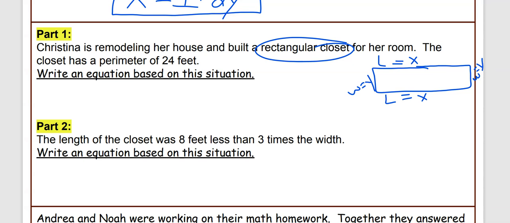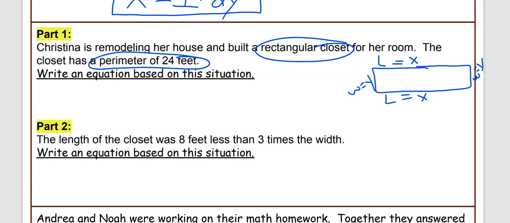And on any given math test or math problems, they can actually use L's or W's or X's and Y's. It doesn't really matter, but I'm going to keep it standard with the X's and Y's. We also know we have a perimeter equal to 24 feet. That'll come in handy in just a moment.